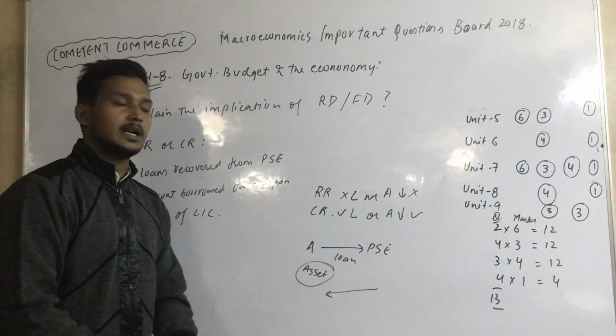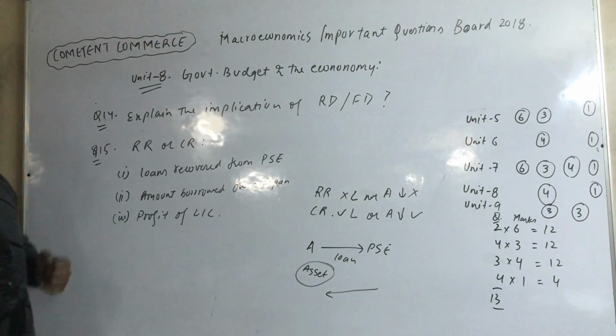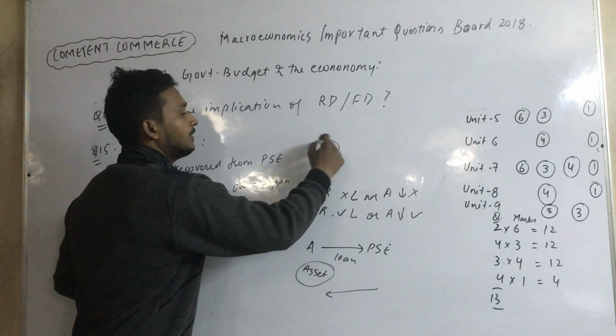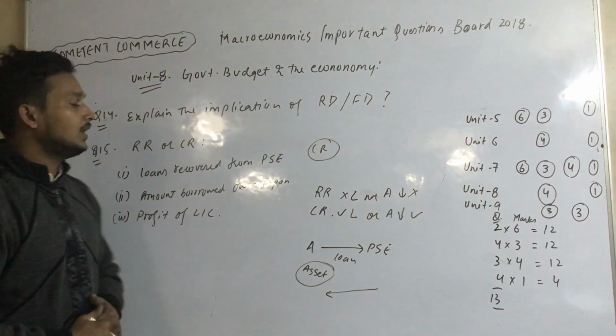दैट मींस उसके एसेट घट गए. उसके जब एसेट घट गए, वो क्या बन गई, कैपिटल रिसिप्ट्स, राइट? So this is a capital receipt. Why? Because it resulted in a decrease in the assets of the government.